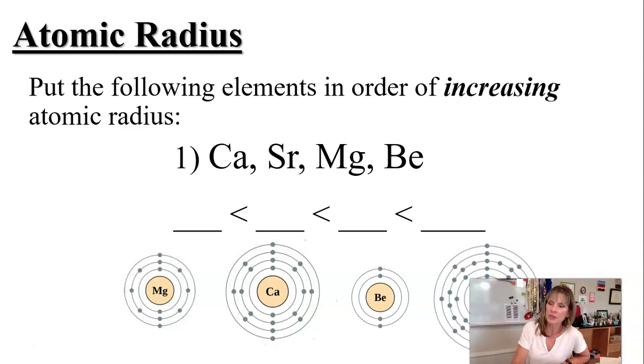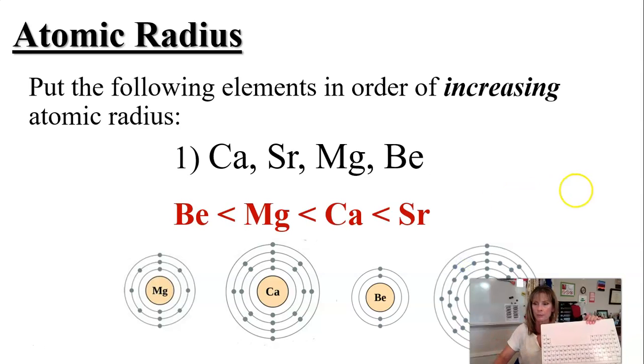Okay, so if we were going to put these in order of increasing atomic radius, okay, we've got some really nice pictures here. It's kind of obvious. So increasing, so that means from smallest to largest. So the smallest would be beryllium. Next would be magnesium, then calcium, and strontium. Okay, it follows the trend. Okay, here's beryllium. Beryllium, there's magnesium, calcium, and strontium. Remember that as you go down, the atomic radius increases. So all you would need to do is look at that periodic table to know that.